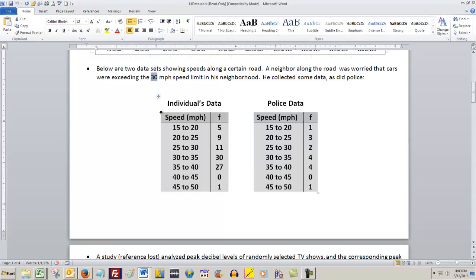Now let's look at the data. Let's look at my individual data before we go to the police data. We'll give you a story about that too. The individual data, we've got 5 cars going between 15 and 20. We've got 9 cars going between 20 and 25, 11 cars going 25 to 30, and so forth and so on. Looking at this data, if you put a line right there, which is the exact divider between those going under and those going over 30, you got a sizable chunk going over 30.